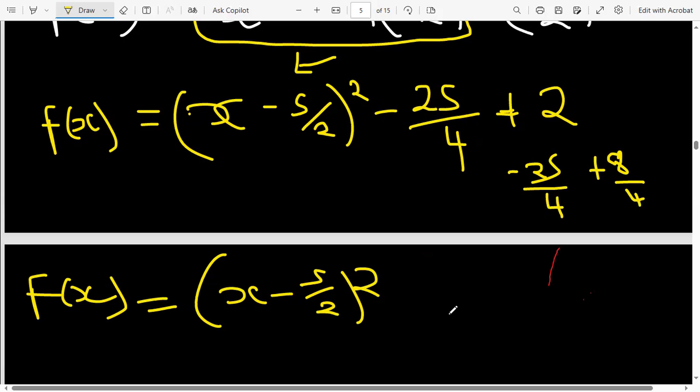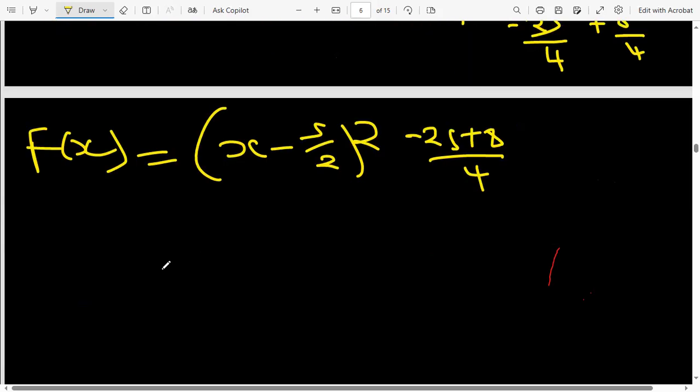So it means what am I going to have there? I'm going to have 4, and then minus 25 plus 8. If you want, don't do this. You can just simply say over 1, then you get your common denominator and then you add. So this is what I have here. So this will give me what? So it will be x minus 5 over 2 squared.